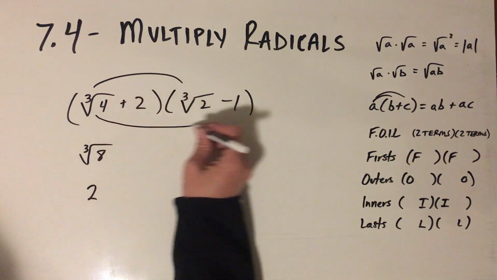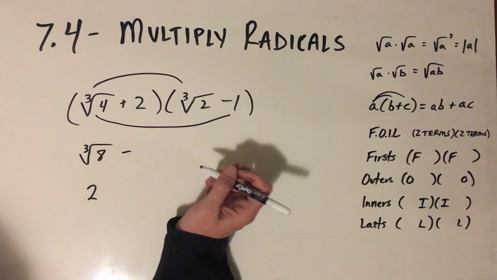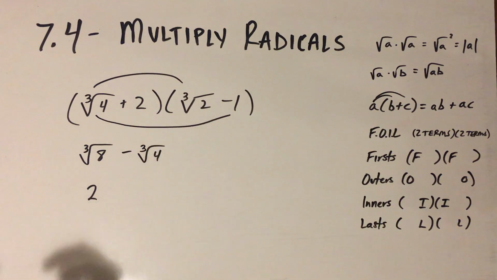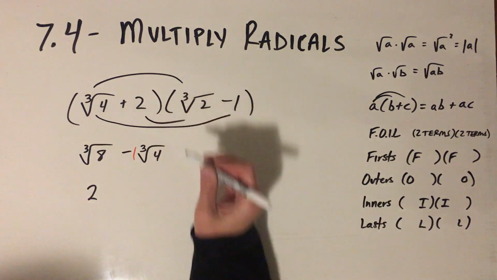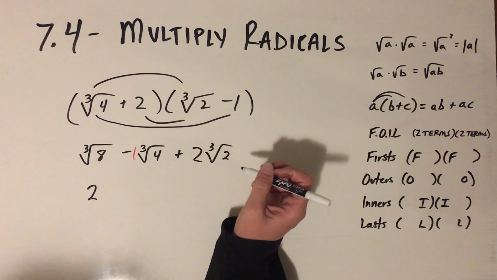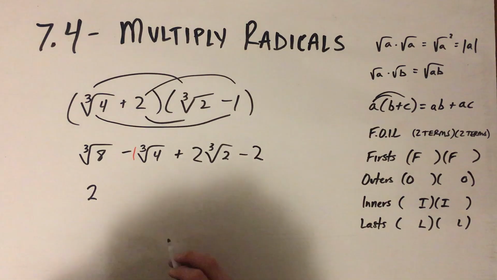Then I'm going to do negative 1 times the cubed root of 4. That's going to give me a negative cubed root of 4. Again, the 1 is assumed here, so it's like there's a 1 here. You can think of it that way. But we just write it the cubed root of 4 because 1 times anything is itself. Then I'm going to multiply here and get 2 cubed roots of 2. Then I'm going to multiply the lasts and get negative 2.